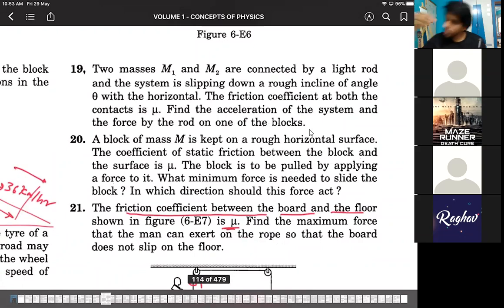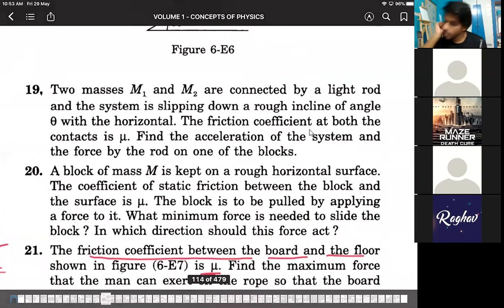Two masses. Look at question number 19. Two masses M1 and M2 are connected by a light rod, slipping down a rough inclined surface. The friction coefficient between them is given. Find the acceleration of the blocks and the force.